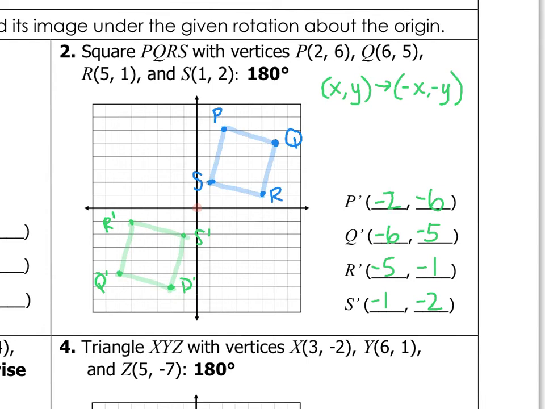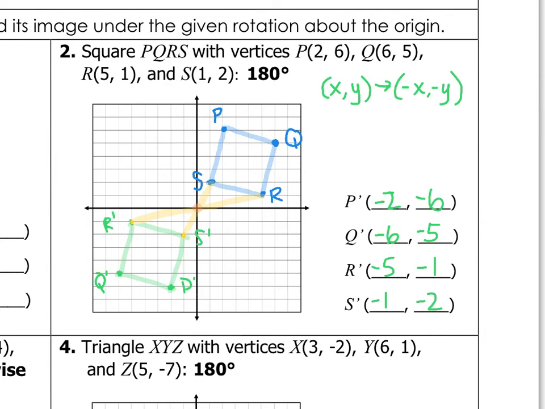So let's see if I went from S to S prime. Do you see how if I drew a straight line, they are equidistant away, and they form that 180 degree angle or straight line? R to R prime, if you go right through the origin here, again they're equidistant away, and it forms that straight line. So if you did that to every single point, it would end up working out.